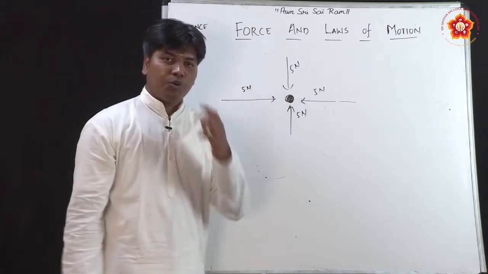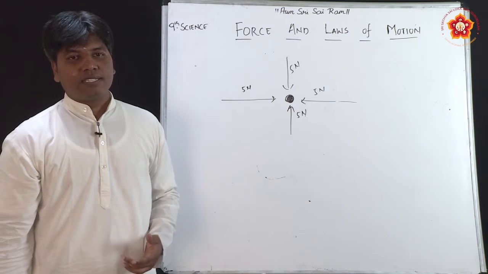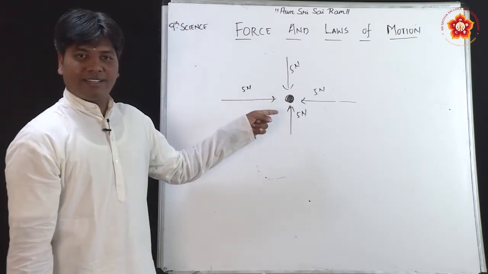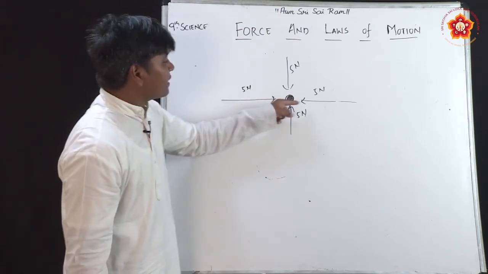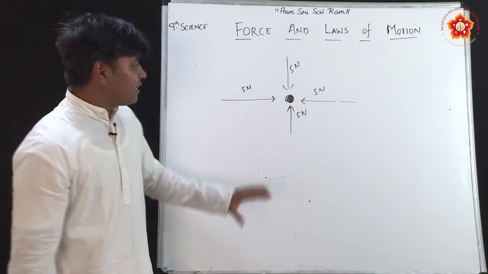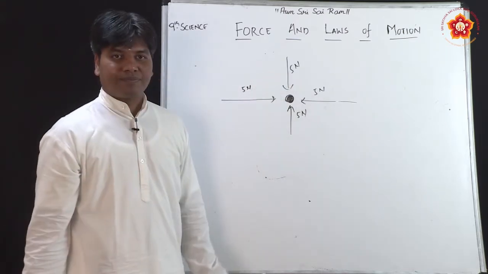When the object is not moving, what does our basic intuition tell us? There is no force on it. No, there is a force on it. But every force is cancelling out the others in opposite directions. That is the reason the body is not moving.